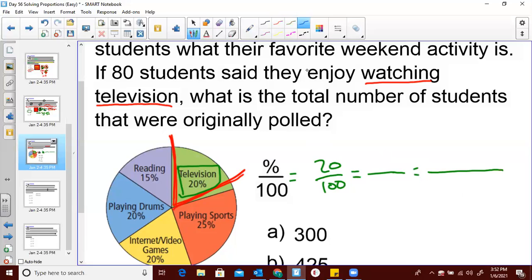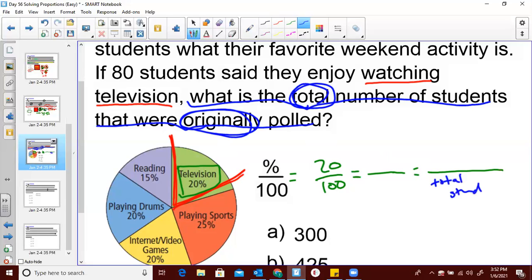Well, what's this question asking us? It says, what is the total number of students that were originally polled? Now, I realize in the last question I said, don't always believe when you see this word total. But when you have total paired with originally, that's a pretty dead ringer. That's a giveaway, right? So we're going to have total students. And then we're going to have students that like to watch TV, which I'm surprised is not a lot higher than 20%.